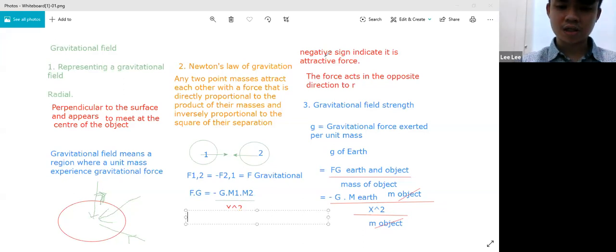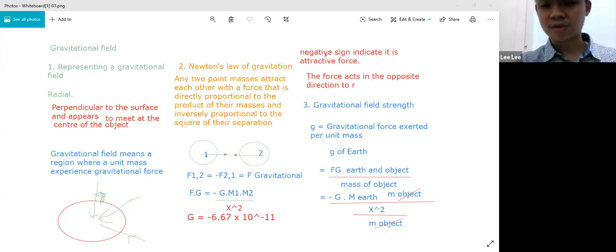The G is a constant. Okay, the G doesn't have a negative sign. I missed out. The G is just a constant. It's just a positive 6.67 times 10 to the power of negative 11.